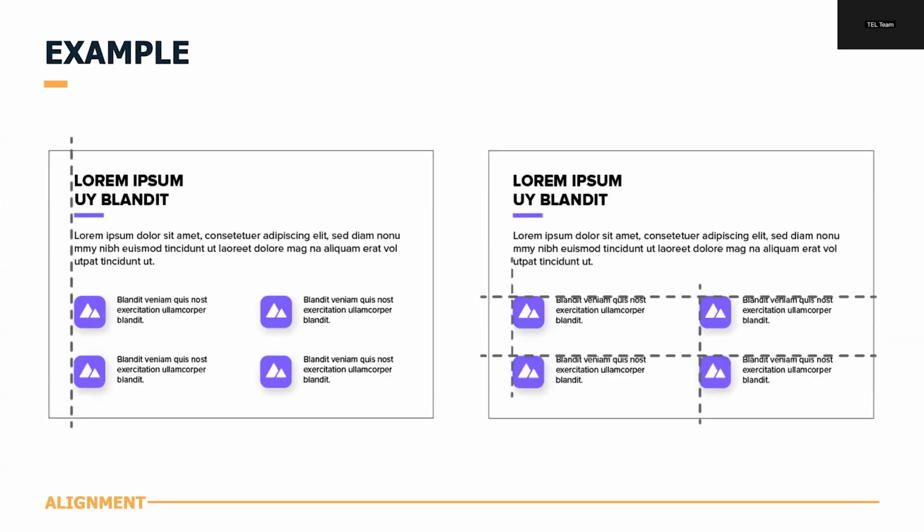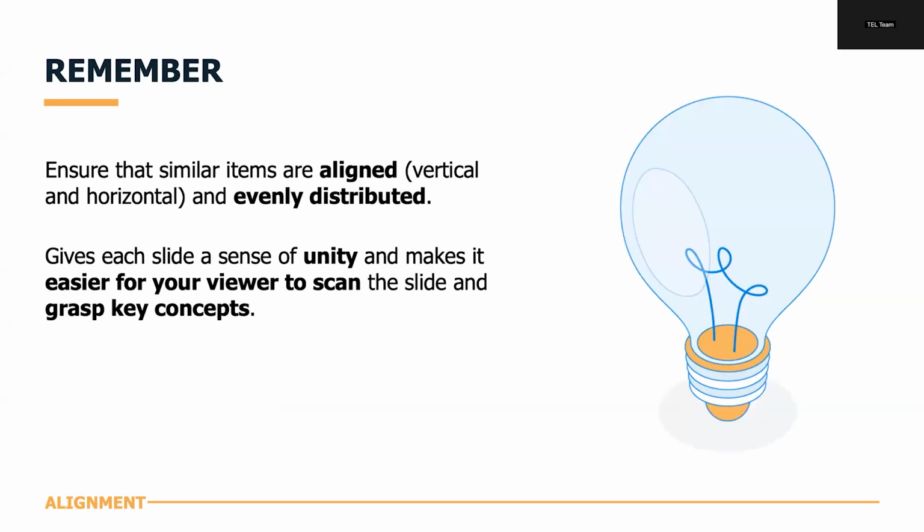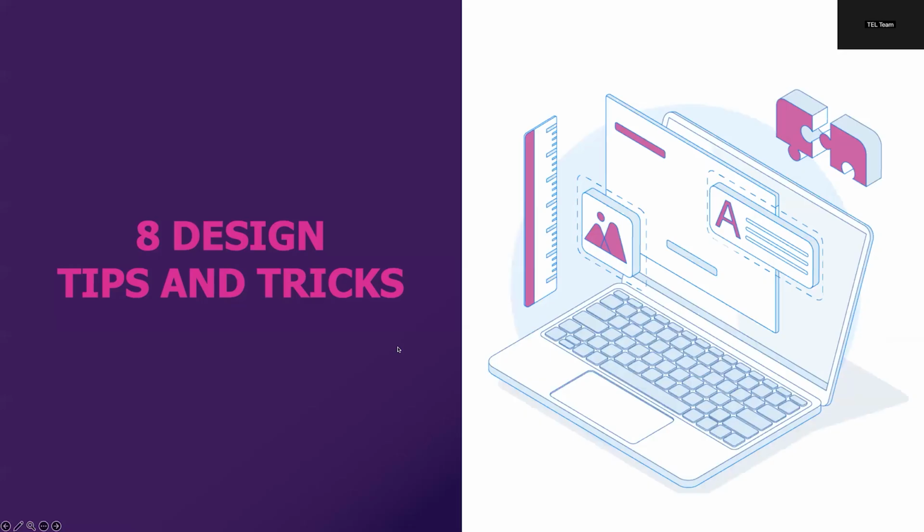So you can see an example there in terms of padding and spacing. Remember that similar items aligned should be evenly distributed, so you can use the tools available to do that within Canvas or within PowerPoint, and it's easier then for your learner to scan through the content. So I have eight tips and tricks that hopefully have some use in terms of just what we've talked about.